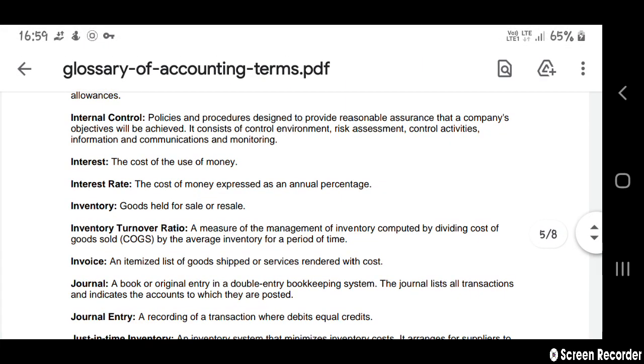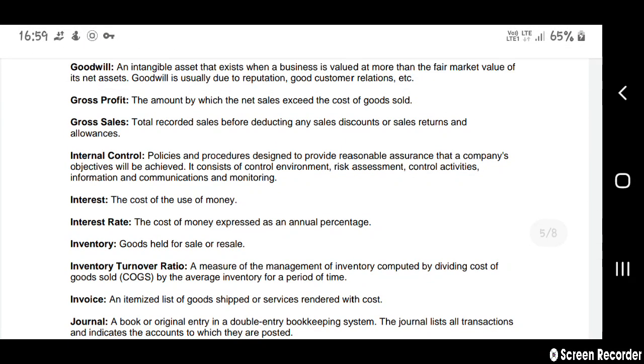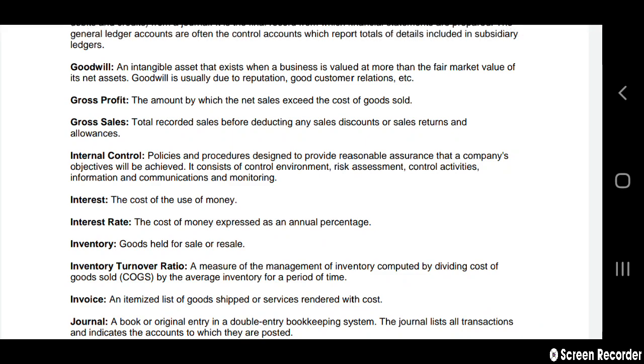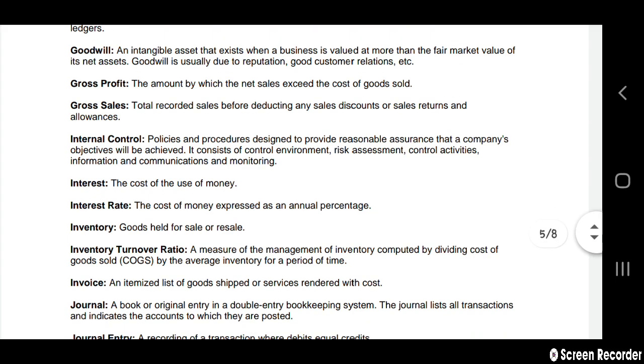And gross sales are the total recorded sales before deducting any sales discounts or sales returns and allowances. The total amount that you get before deducting the money of sales discounts or sales returns is called the gross sales.